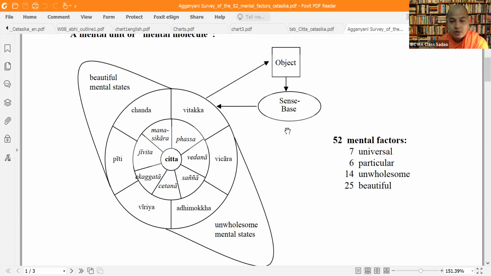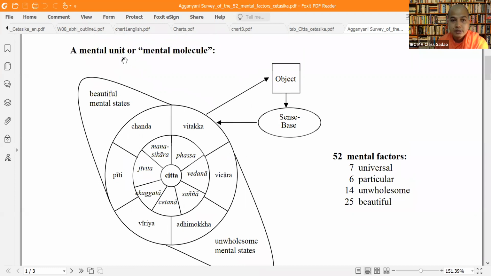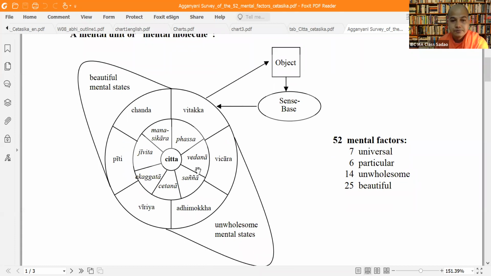So when your sense organ, your indriya, comes in contact with an object, these mental factors, in different numbers, arise together, and these form a mental unit, a mental molecule, one mind moment. This Chitta cannot arise and function without the Chaitasikas.